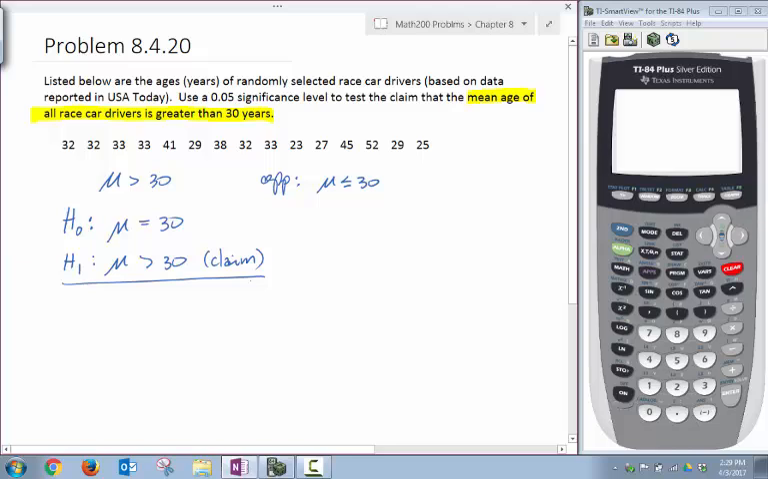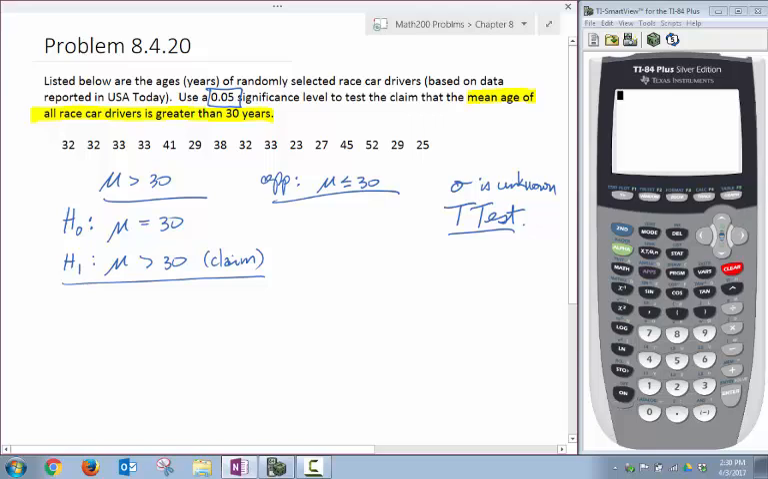So that's our statement. We want a 0.05 significance level, and we want to first of all establish the fact that our sigma is unknown, and that means that we're going to need to use the t-test. We're going to use a t-distribution, and we'll use a t-test for this.